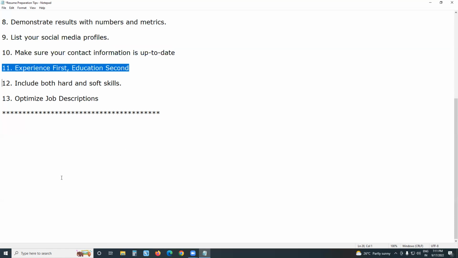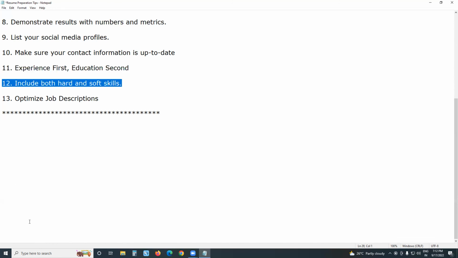Next, experience first, education second. See, unless you are a recent graduate, means fresher, put your education after your experience. Chances are your last couple of jobs are more important and relevant to you getting the job than where you went to college. So experience first, education second for experienced people's resume. For fresher resume, education may be first.